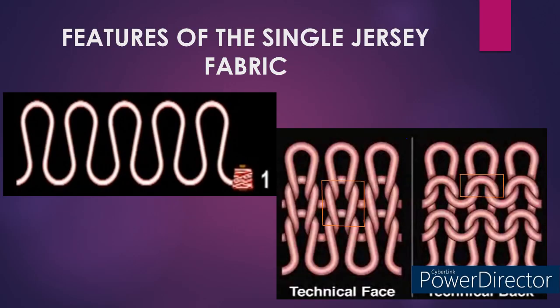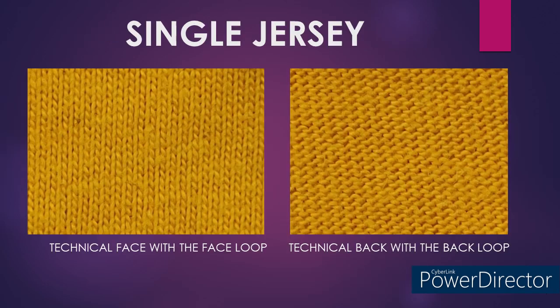Features of single jersey fabric. The machine has only one set of needles. A minimum of one yarn is needed to produce a fabric. It is a single-faced structure, that is, only one type of loop will be visible on the surface: only face loops on the technical face and back loops on the technical back. Loops are V-shaped on the technical face and semicircular on the technical back of the fabric. Because of the side limbs of the loops on the face side, it feels smoother on the face side than the back side.